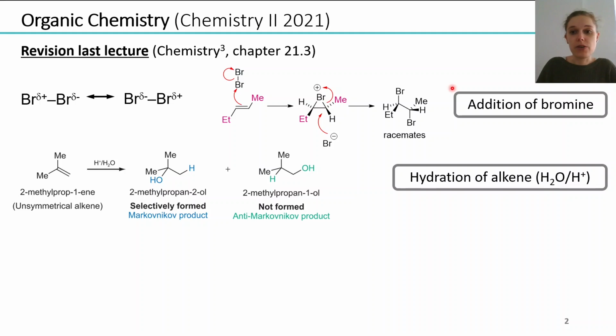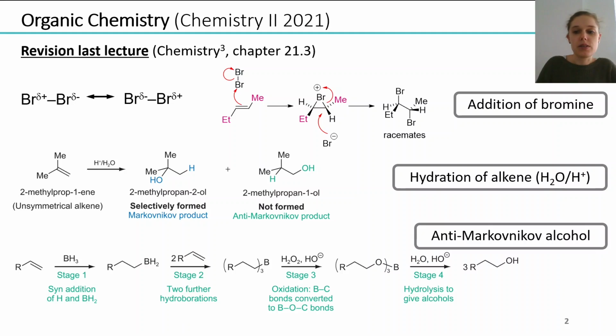And then we learned that we can selectively produce the Markovnikov product if we use an unsymmetrical alkene for the hydration reaction in acidic conditions. Conversely, we saw that if we want to produce the anti-Markovnikov product, which is the primary alcohol, we need to do several reaction steps.